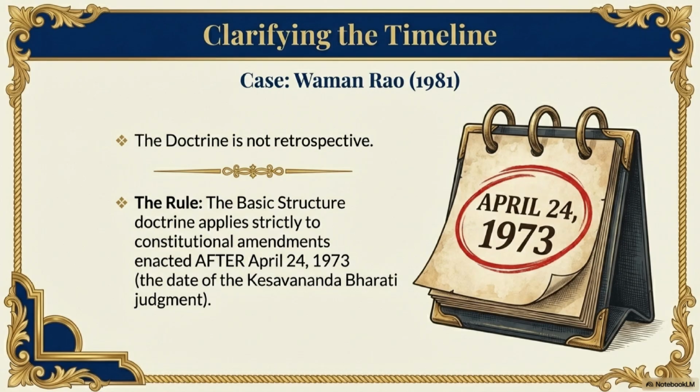Exactly, a pragmatic decision. Okay, so we've established the history. We've gone from Parliament Supreme in 51 to Right Supreme in 67 to Constitution Supreme via basic structure from 73 onwards.